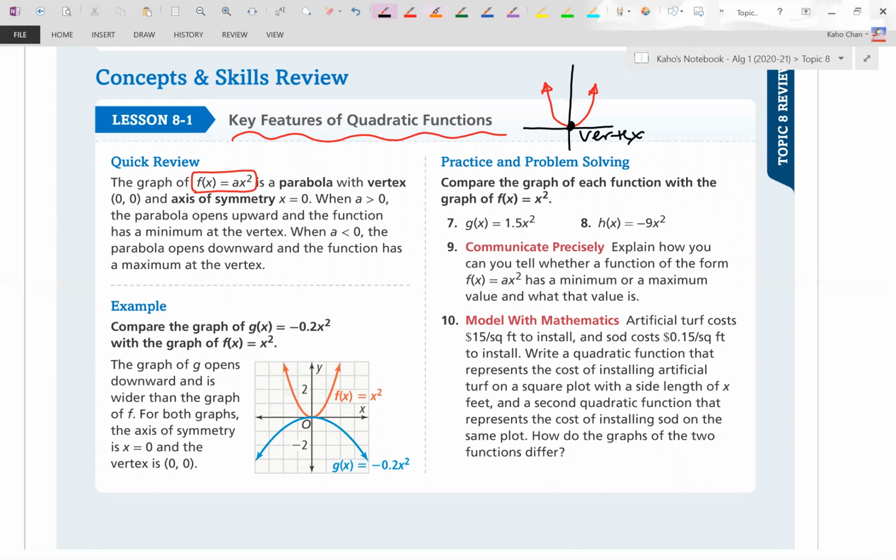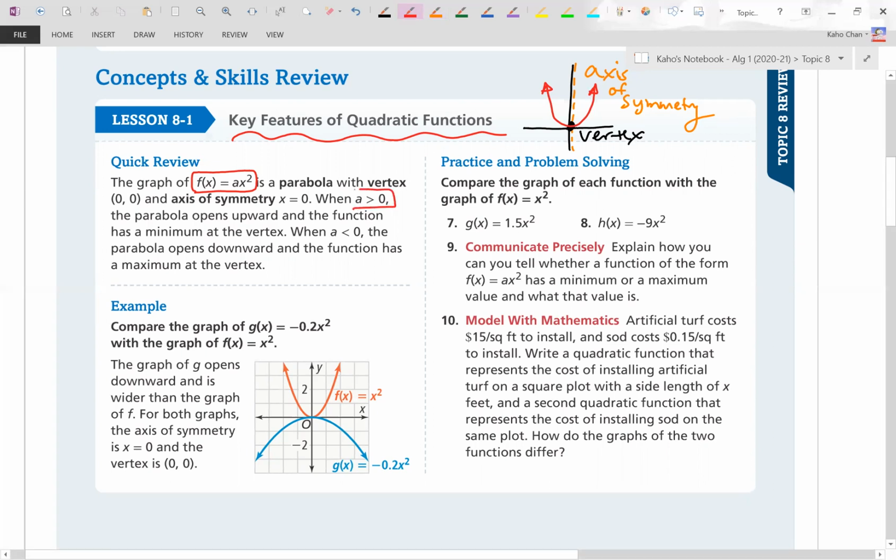There's an imaginary line that splits the parabola in half, called the axis of symmetry. And it has symmetry, literally splits it in half. And it tells you which way it opens. If your A value, the leading coefficient there, is positive, it opens upward. If it's negative, it opens downward.